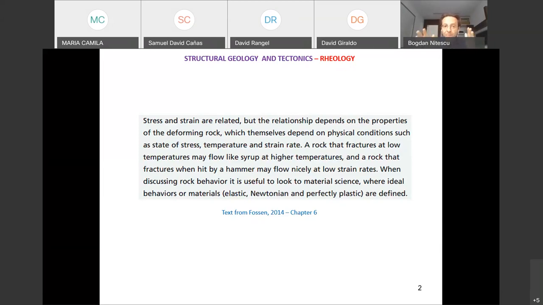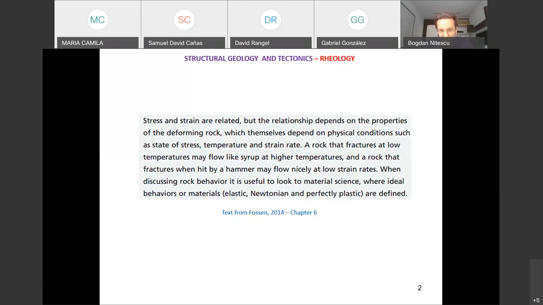However, the response to stress, which is a strain, depends on the physical properties of the deforming rock, which I think you agree with. Now these properties, and here is where the complication comes, depend on physical conditions. So these properties actually depend on the state of stress, on temperature, on strain rate, on the presence of fluids. For example, some material could be elastic or plastic, depending on temperature. Yes, you'll see in a bit. Sure, Gabriel. Thank you.